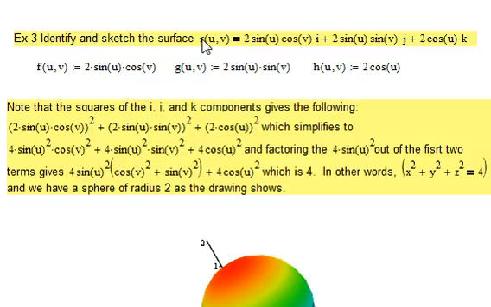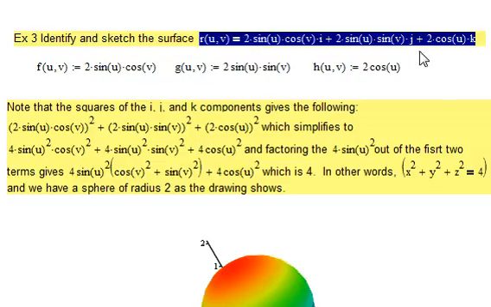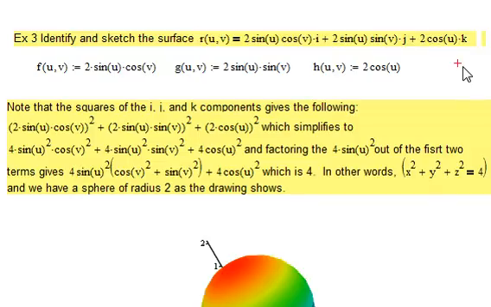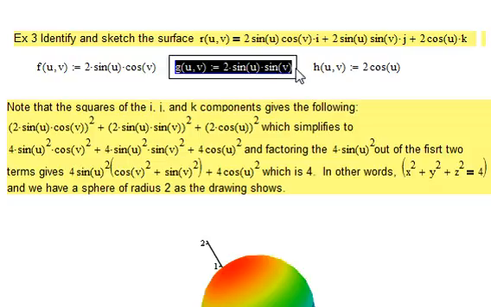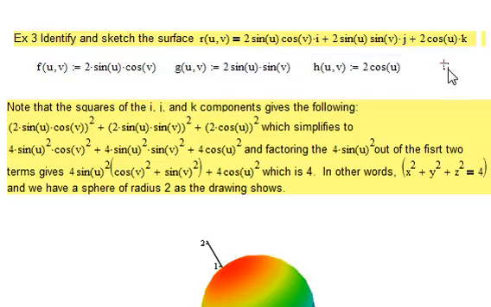So identify and sketch the surface R of u,v equals, here it is listed as a vector valued function of two variables. And here are the parametrics of it. F of u,v equals 2 sine of u cosine v, g of u,v equals 2 sine of u sine of v, and h of u,v equals 2 cosine of u. But I'm going to make a suggestion.